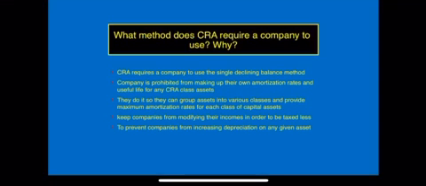What method does CRA require a company to use and why? The CRA requires a company to use the single declining balance method. Companies are prohibited from making up their own amortization rates and useful life for any CRA class assets. The CRA does this so they can group assets into various classes and provide maximum amortization rates for each class of capital assets. This keeps companies from modifying their own incomes in order to be taxed less, and also prevents companies from increasing depreciation rates on any given asset.